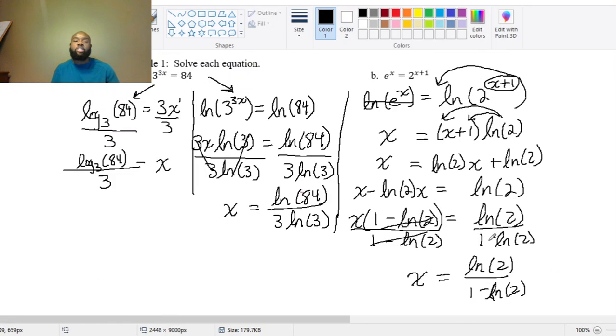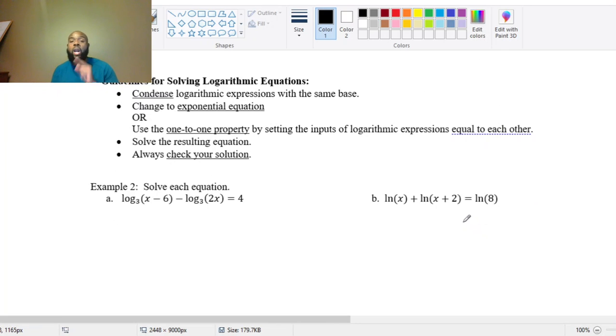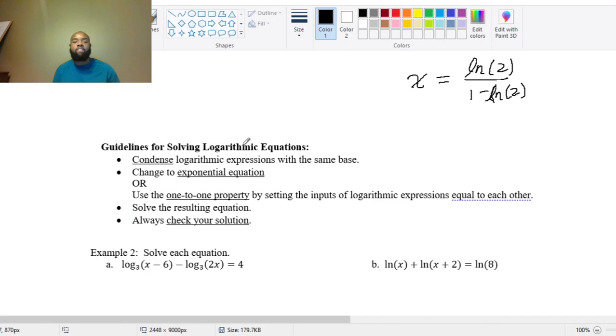Notice here, I didn't check my solutions. These are exponential equations. For exponential equations, your domain is all real numbers. And so when I get a solution and I feel like my work is all the way correct, then I'm going to be fine with that solution. Now, when I start to solve logarithmic equations, which is what we're going to do in these next examples, I'm going to want to always check my solutions, because with logarithmic equations, our domain is no longer all real numbers. So we always have to check our solutions. And so let's look at some guidelines that we can follow to solve logarithmic equations.